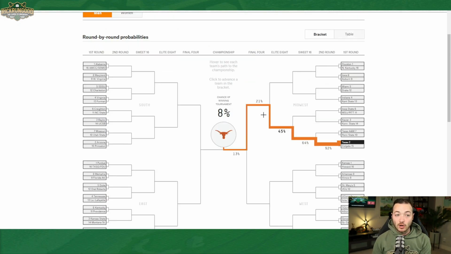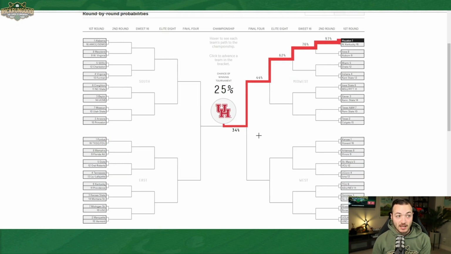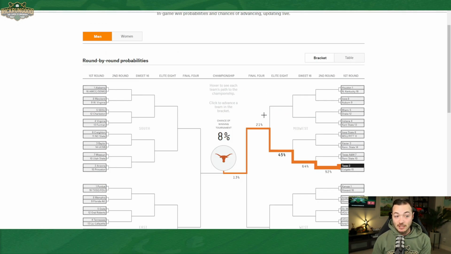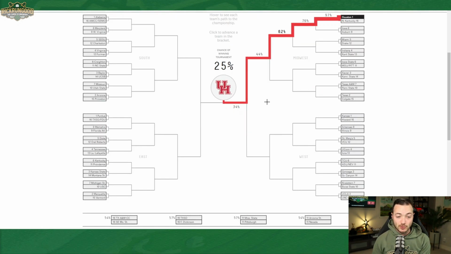I am aware that there are other ways to do this. There are other probabilities. We have been very, very successful in using the 538 projections, and that's what we are going to continue to use. So that is one part of the math problem here.